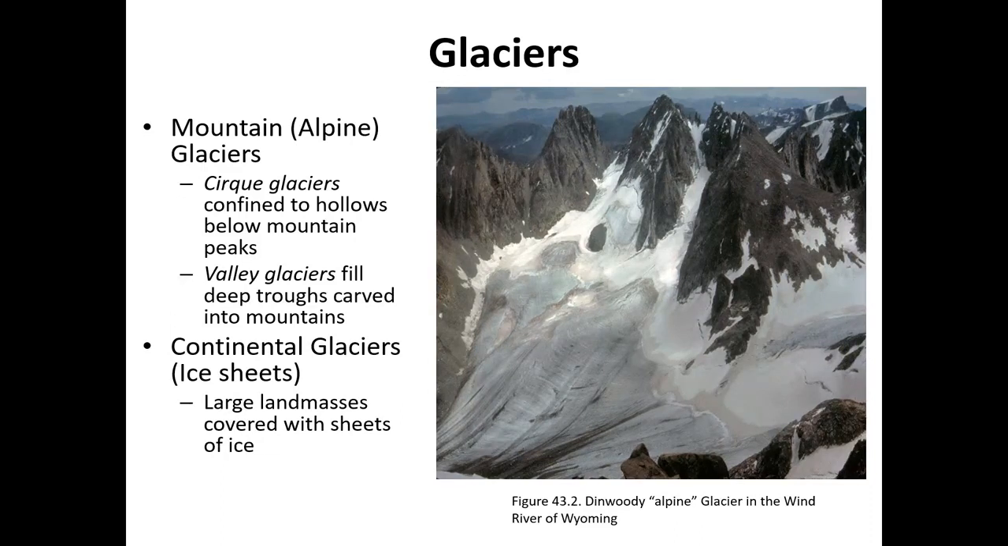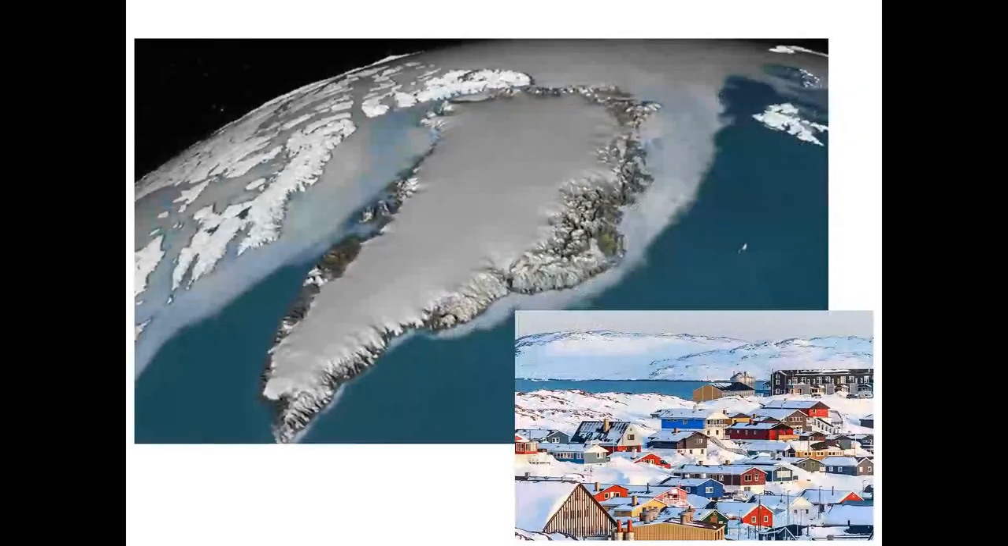And then in addition to mountain glaciers, there are continental glaciers, or sometimes called ice sheets. These are very large land masses covered with ice. The only ones we would have today that would be like that would be Antarctica and Greenland. Those are the only continental glaciers we currently have.